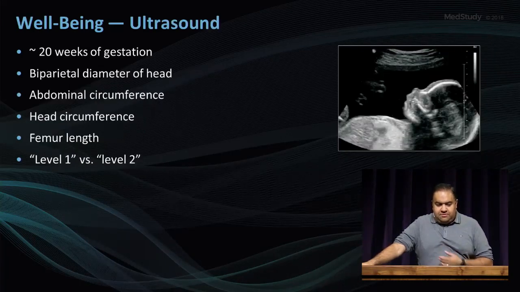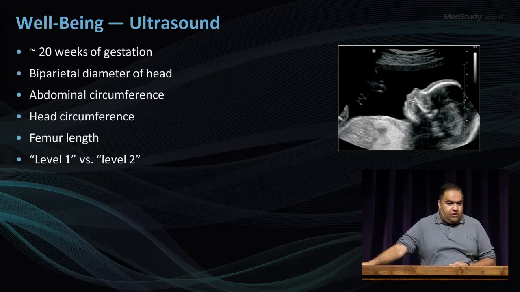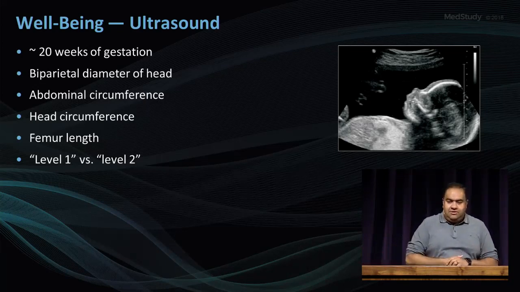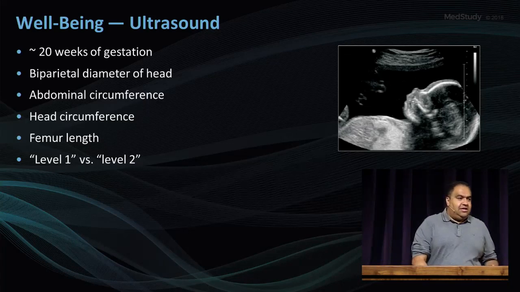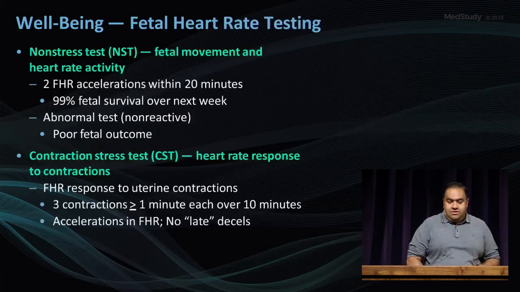Well-being ultrasounds, remember we talked about level 1 and level 2. Level 1 ultrasounds are more of your screening ultrasound, and the level 2 ultrasounds are more of the anatomy. You're looking at a lot of factors within the ultrasound. They look at the biparietal diameter of the head, abdominal circumference, head circumference, and femur length, to determine what the gestational age of the baby is and how the baby is doing.